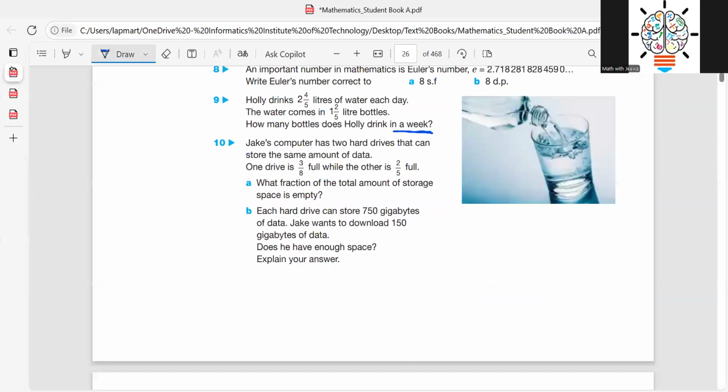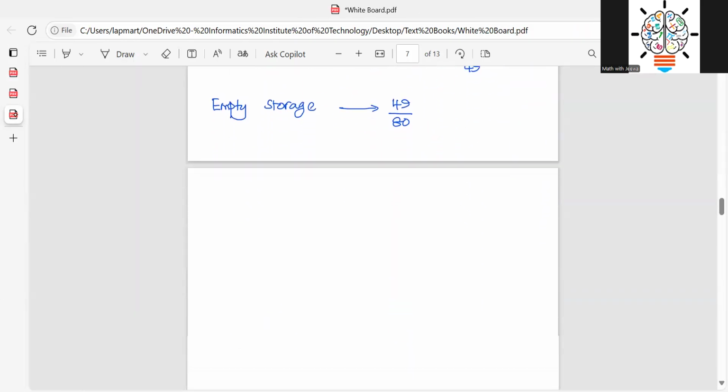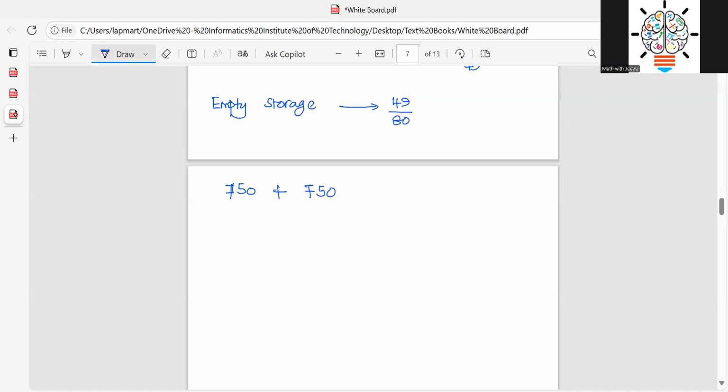Then they ask: each hard drive can store 750 gigabytes of data. Jack wants to download 150 gigabytes. Does he have enough space? So we want to check that. First, we will check. The one drive is 750 and the other one is also 750. Altogether, you have 1500 storage.